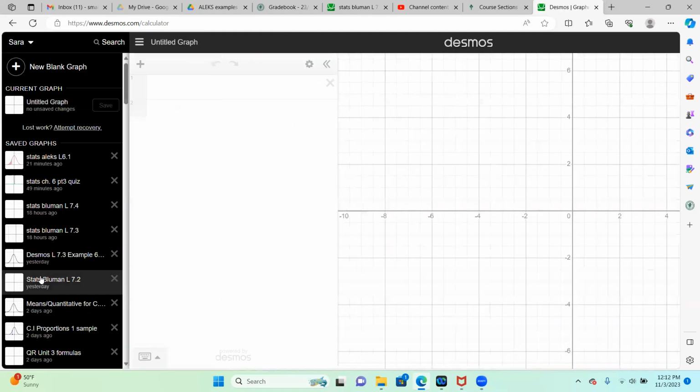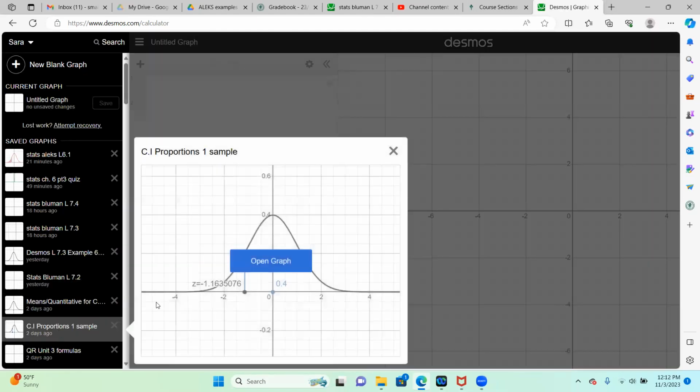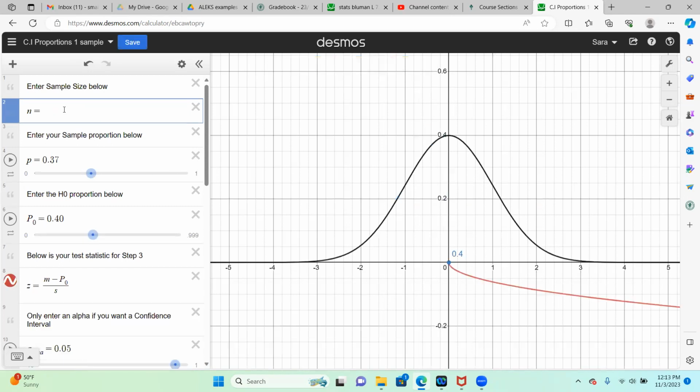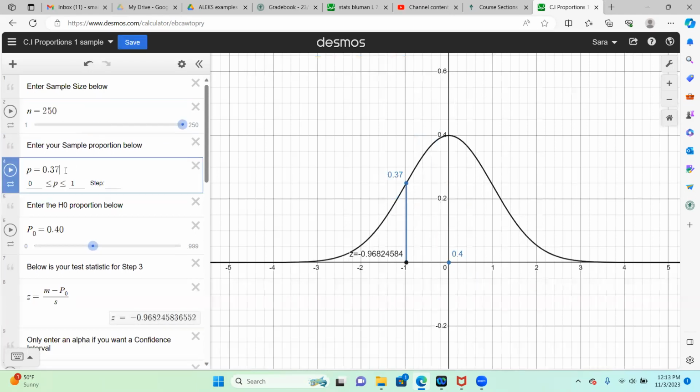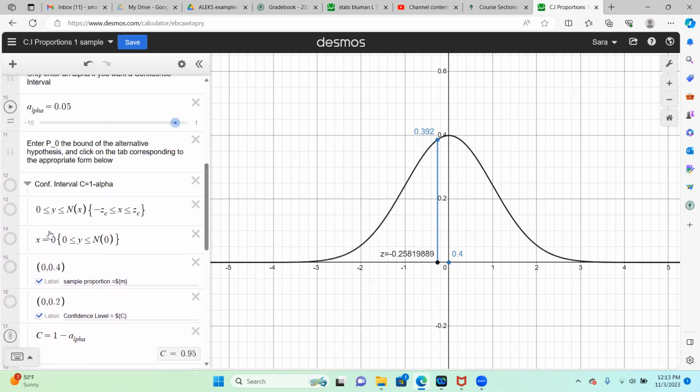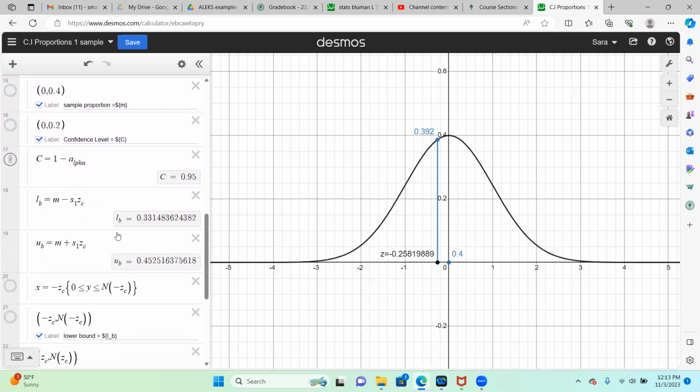Now I'm going to show you the Desmos program. It is saved in Canvas. You can grab that. It's called the confidence interval for proportions, one sample. We're going to put in our sample size of 250 and our proportion. The more decimals you put in, the better, because it's more accurate that way. We don't need the P0. We do need our alpha, which is 0.05. And then we can go down to our drop-down menu for confidence interval that's open. And it verifies that our lower boundary is 0.3315 and our upper boundary is 0.4525.